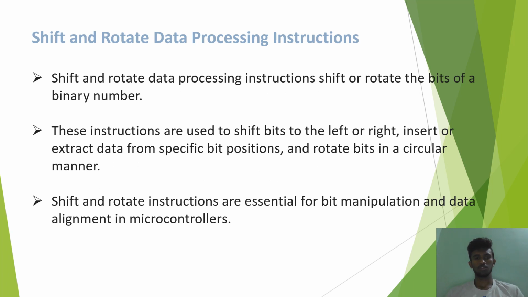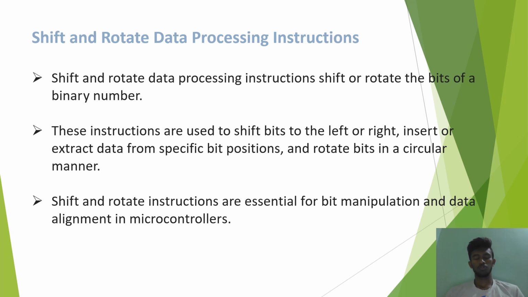Next, we can move to the shift and rotate data processing instructions. Shift and rotate instructions shift or rotate the bits of a binary number. These instructions are used to shift the bits from left to right or to insert or extract data from specific bit positions, and they can rotate the bits in a circular manner. These shift and rotate instructions are essential for bit manipulation and data alignment in a microcontroller.